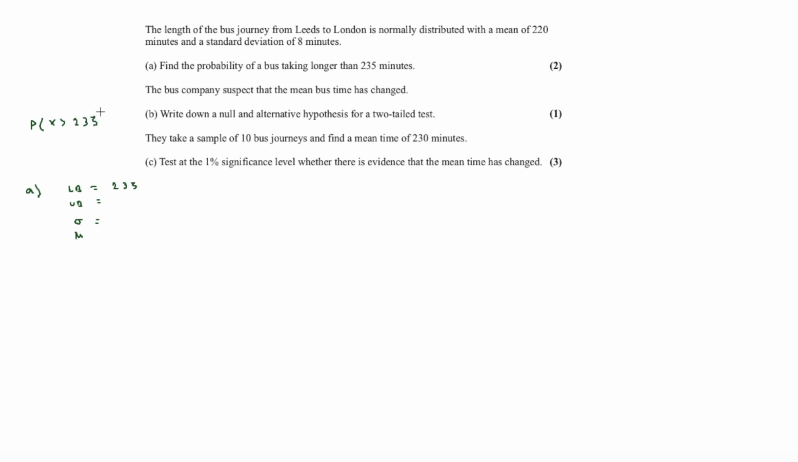So that means that that's going to be our lower bound, which means that we can put this as, we'll see, 1,000. Then our standard deviation is 8. And then our mean is 220. Therefore, probability is equal in this case to 0.0304.